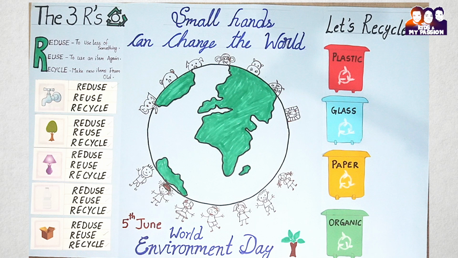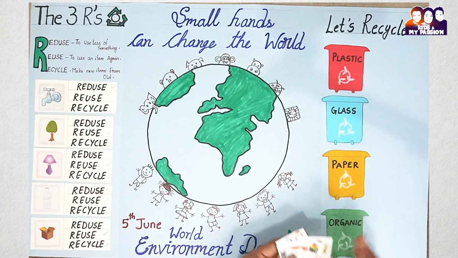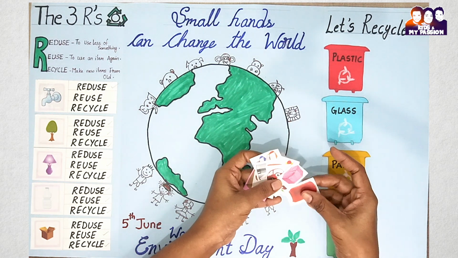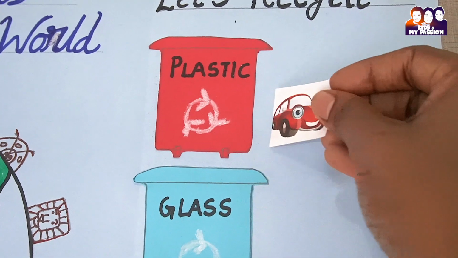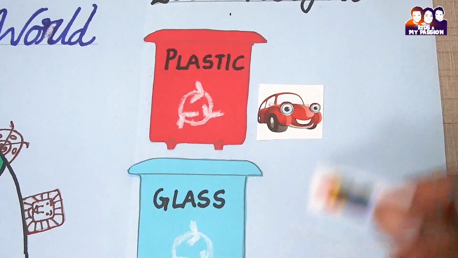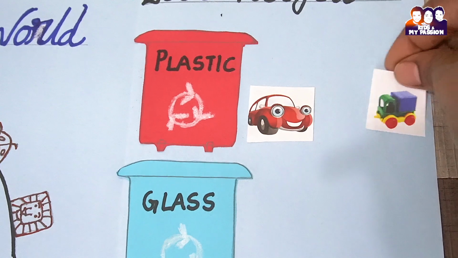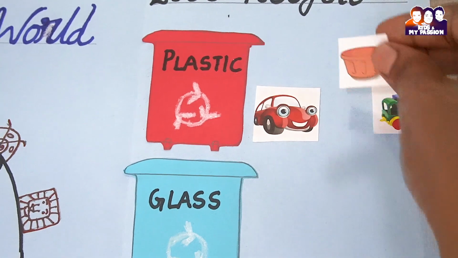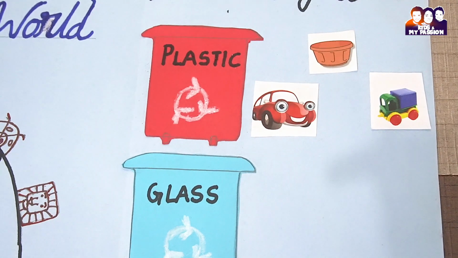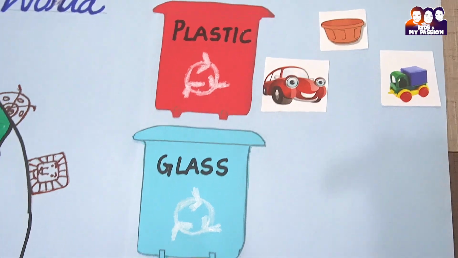Now the kids are given different cards. They need to sort according to the bins. For the red bin, that is plastic, toys, car and tub. These all are made with plastic. So they need to match with the red bin.